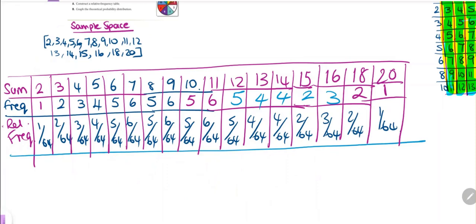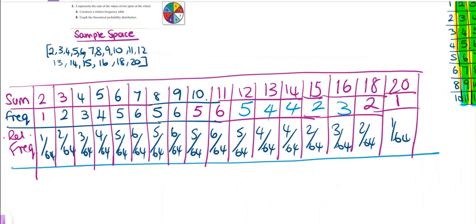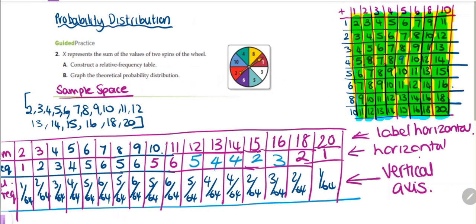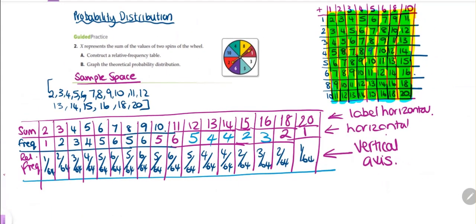Okay, so this is our part A. So we have constructed our relative frequency table. And part B, we're asked to graph the theoretical distribution. So what we can do now is put this data into Excel with our sum. So let's have a look.